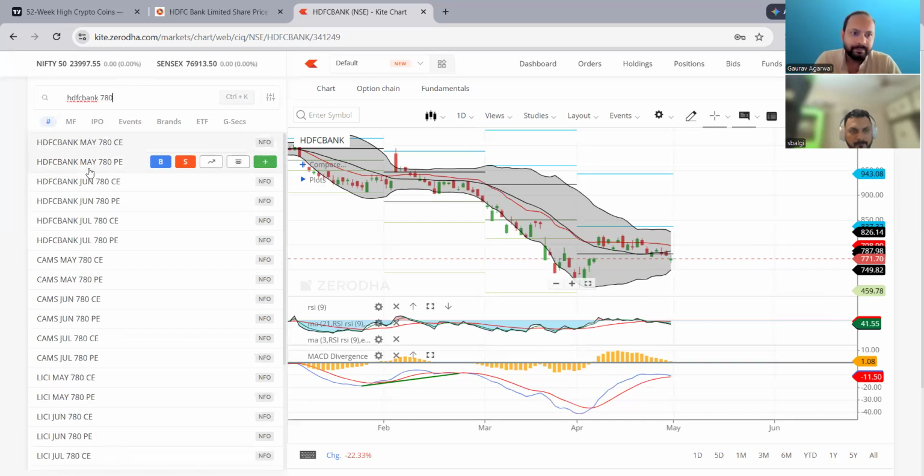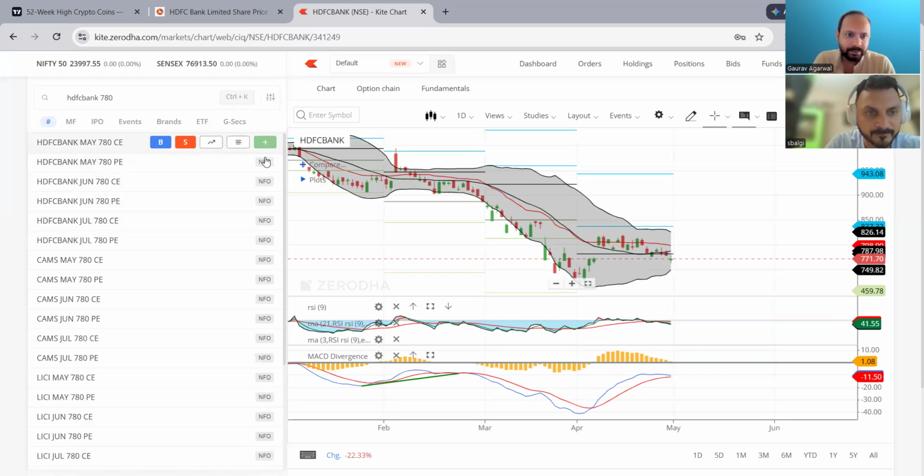See, HDFC Bank May 780 CE, 780 PE, June, July, right? Strike prices are different for each strike. For every stock they have defined a different strike price. Like HDFC Bank, I think it is 770, 780, 790, a difference of 10 rupees. If you go for Reliance, it may be different. If you go for Infosys, it may be different. But these are called strike prices, and these strike prices work for options.